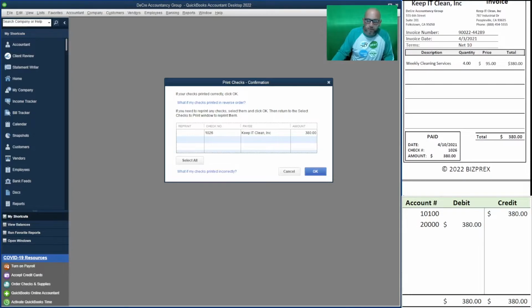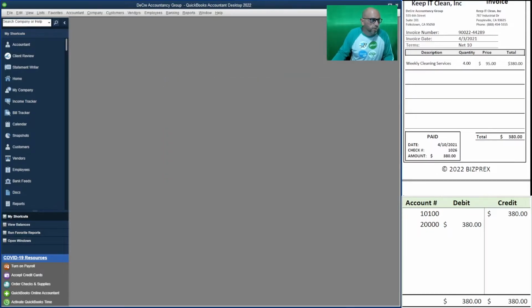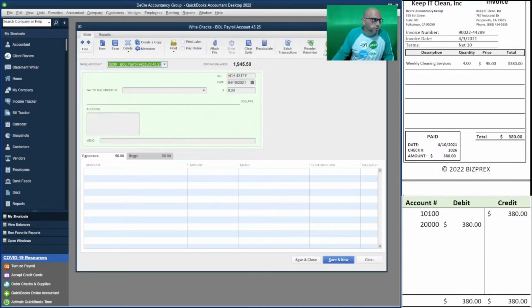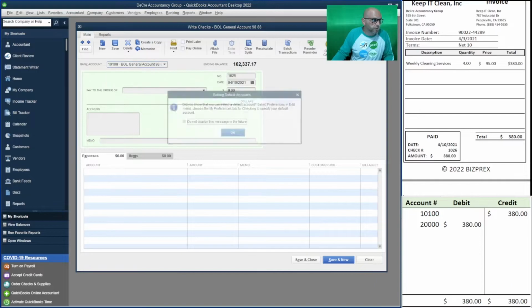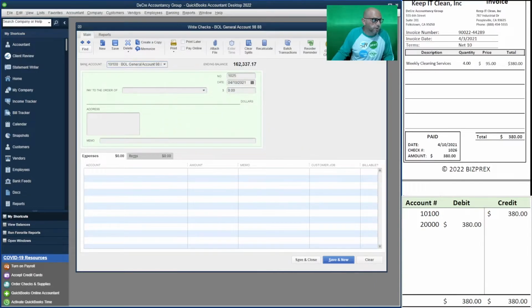And that's what is happening, right? Once we mail that check to our vendor and they cash it, the balance in our bank account will be reduced. And again, let's just go back and show you. So here it is, that's our payroll account. Make sure you have our bank account selected. All right, and let's just go back.